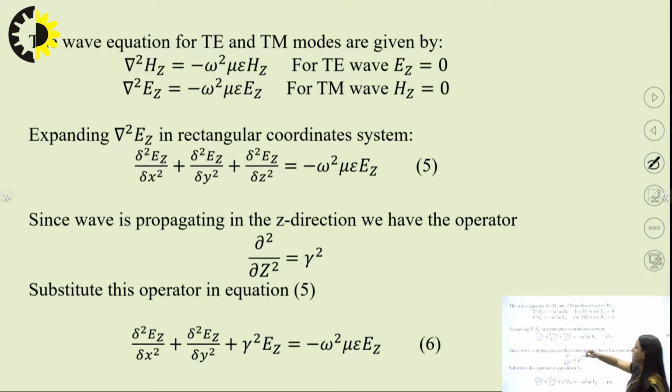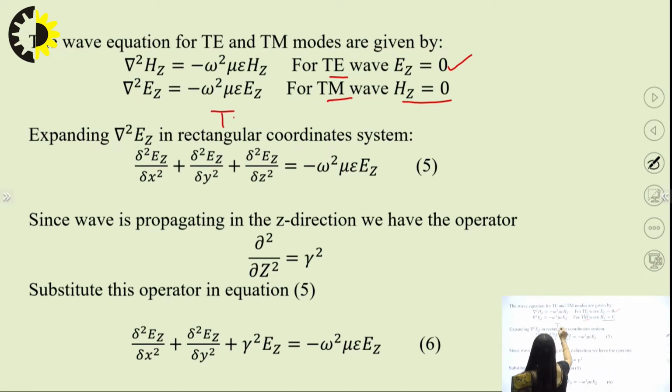As we know, the wave equation for the TE wave is del square Hz equal to minus omega square mu epsilon Hz, and the condition is that for the TE wave the electric field in the direction of propagation is 0. The second equation, for the TM wave, is del square Ez equal to minus omega square mu epsilon Ez, and for TM the magnetic field in the direction of propagation is 0. So first I will take the TM wave.